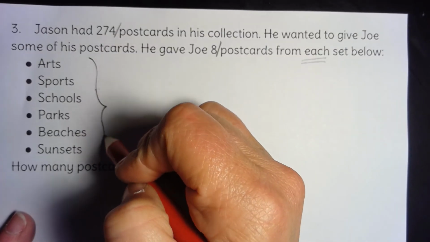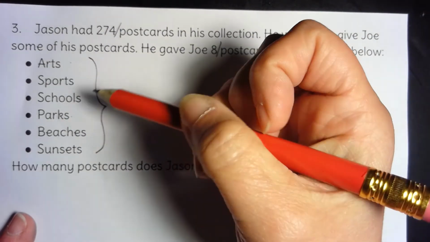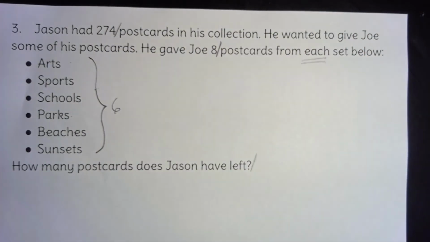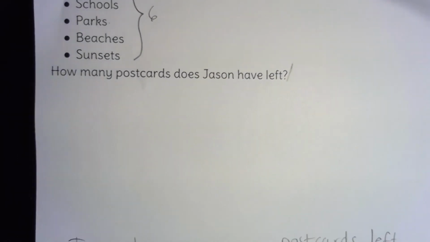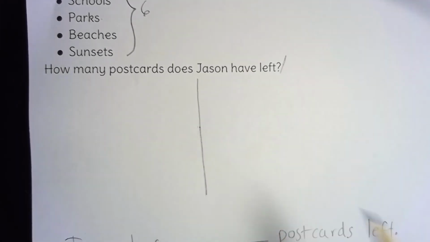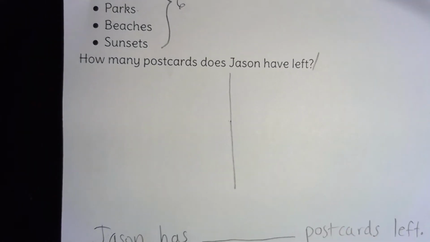So how many categories are there? One, two, three, four, five, six. So there's 6 categories. Okay, so that's good to know. So let's see. So here's what we know. First of all, there's more than 2 numbers, so this is going to be a couple of parts. And so here's what I know I need to know.